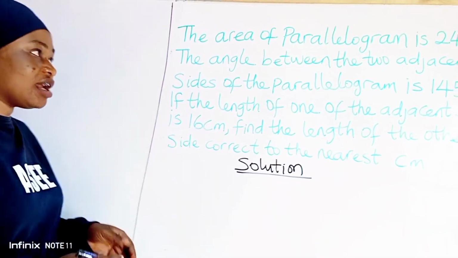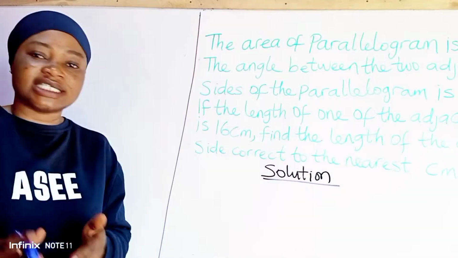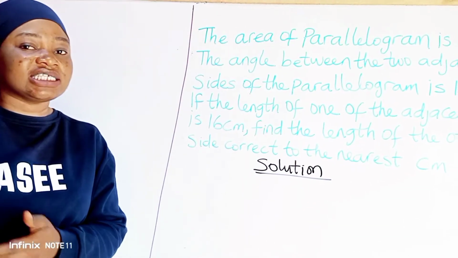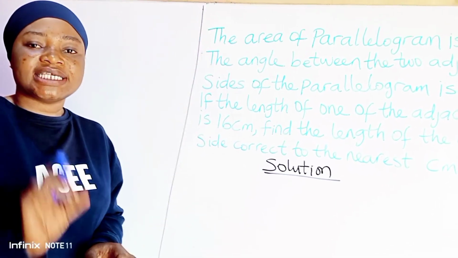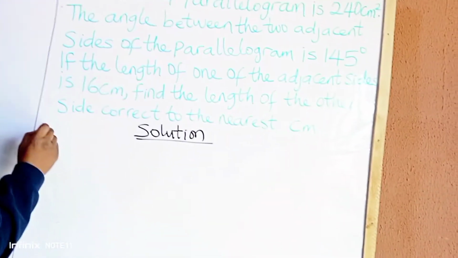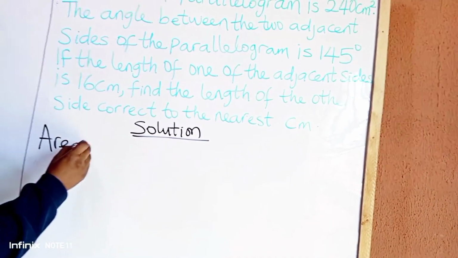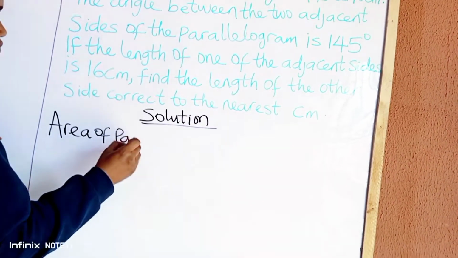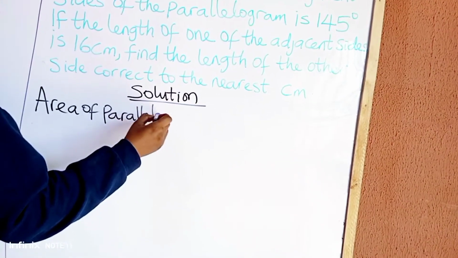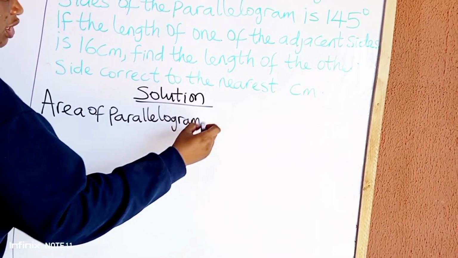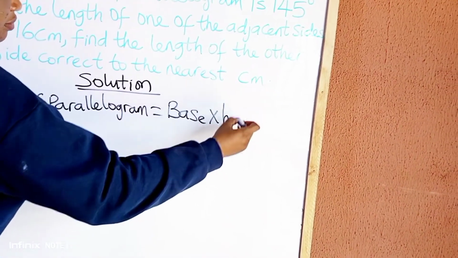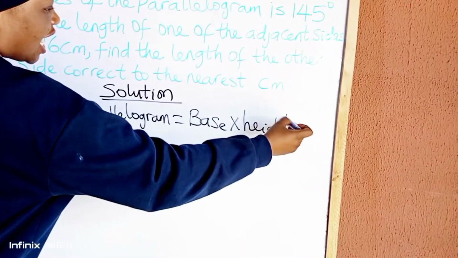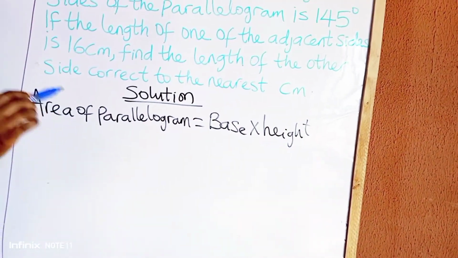If the height is given, the area of a parallelogram is equal to base times height. If the height is given and the angle is not given, you will use base times height. Let me write it down. So area of parallelogram is the same thing as base times height. That is when height is given and the angle is not given.